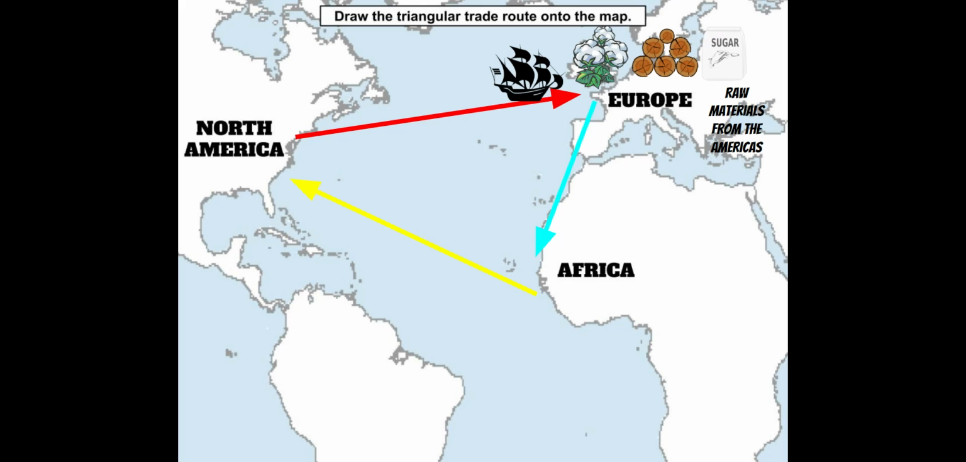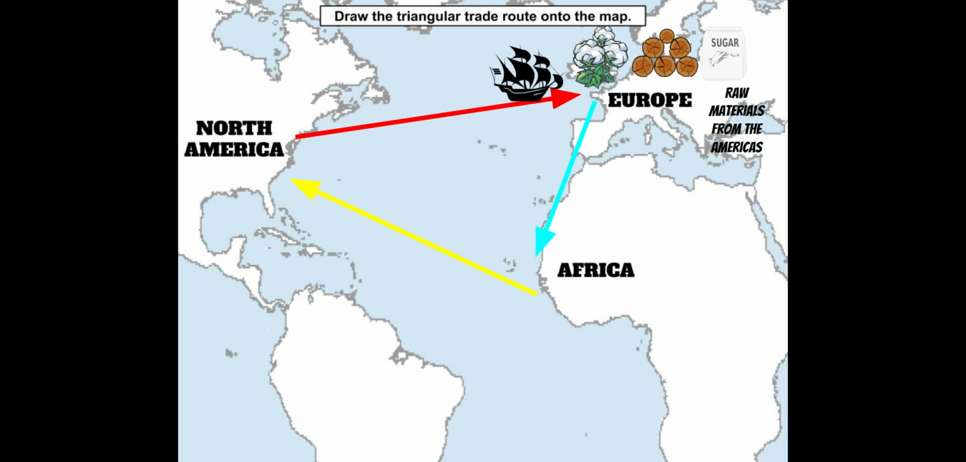Because remember, Europe is the only place in the 1600s that has factories and cities. And so they're the place that we're going to get all that manufactured, ready-made stuff from. But they didn't have as many forests or trees, and they didn't have as much land to grow cotton or sugar, and they didn't have really good weather for that. So they needed to get cotton and sugar and lumber from somewhere else.